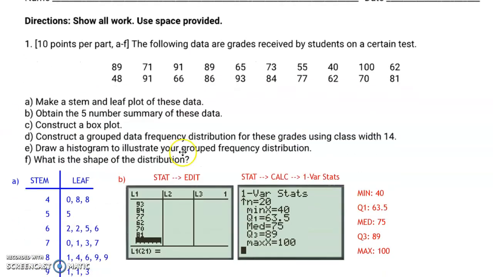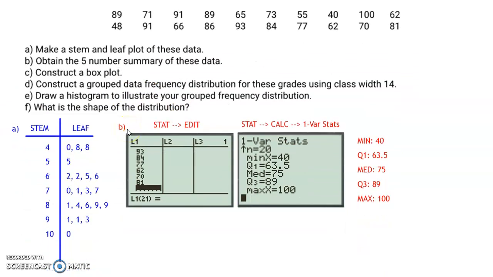For letter B, it asks you to obtain the 5-number summary of these data. In the calculator, you press Stat and Edit to put all the numbers in. There are 20 values here, and I can check that by checking my list: L1(21) is a blank. This one is L1(20), in other words, the 20th value in the first list. This one would say L1(19), the 19th value in the list L1.